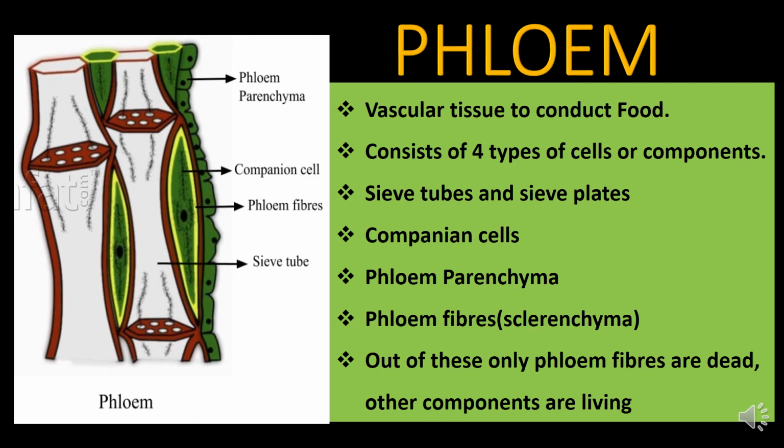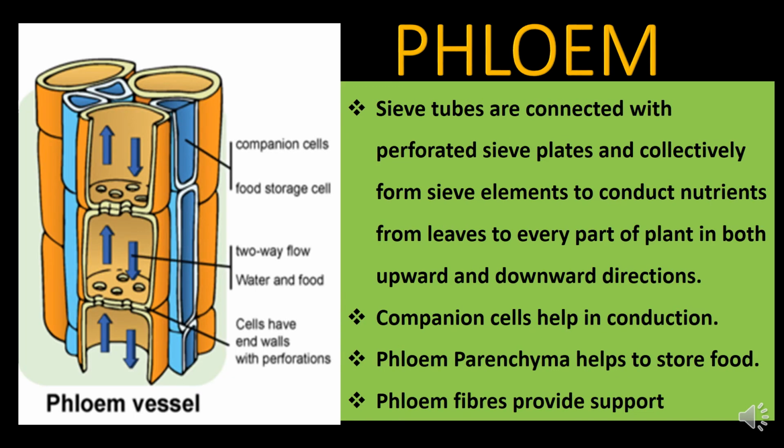And here you can see in the diagram, sieve tubes are connected at the end with the help of a sieve plate, and these sieve plates are a kind of structure which have small perforations, small holes through which the food can be transferred. You can see in the diagram all sieve tubes connected with these sieve plates, which collectively form a kind of channel having end walls with perforations through which food and nutrients can move upward as well as in downward direction. Hence the movement of material through phloem channels is bidirectional, meaning food can be transported upward as well as downward.